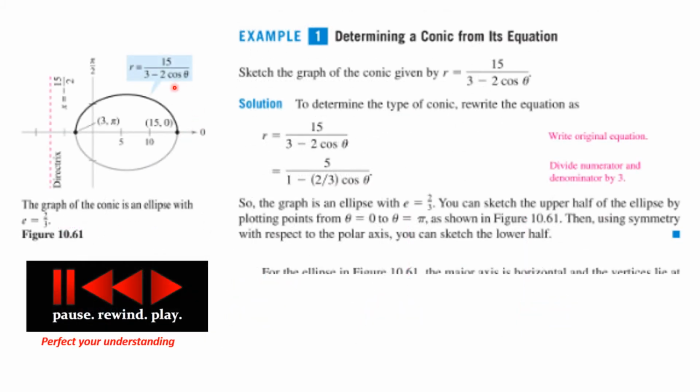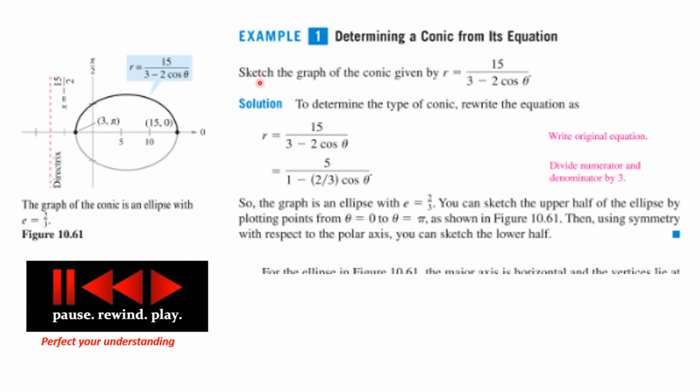Let's apply that to this example 1. As always, I would think that trying to work this problem would be a good thing to reinforce the concept. What we're to do here is sketch the graph of the conic given by r = 15/(3 − 2 cos θ).